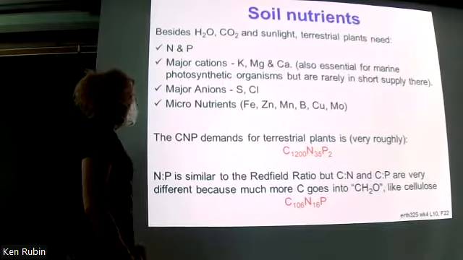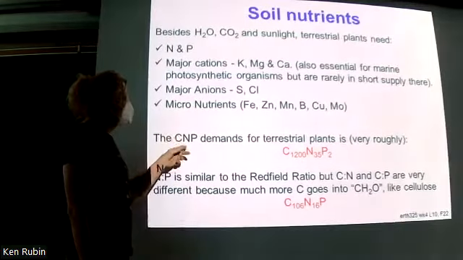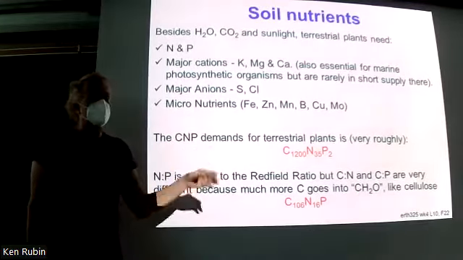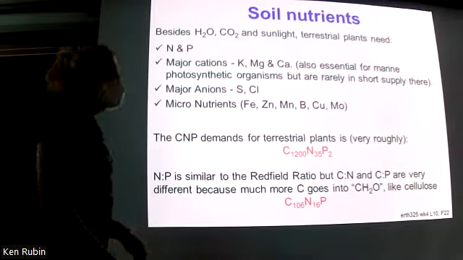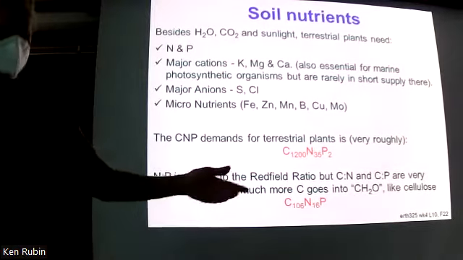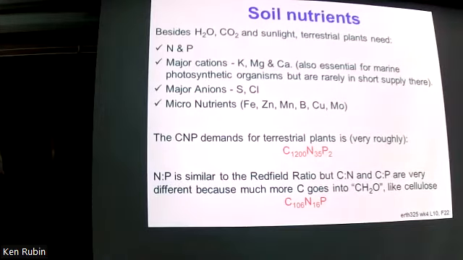Okay, so there's a relationship between carbon, nitrogen, and phosphorus. This is a molar ratio for terrestrial plants. And this is like, okay, take every terrestrial plant on the planet, stick it in a blender and get an average, right?